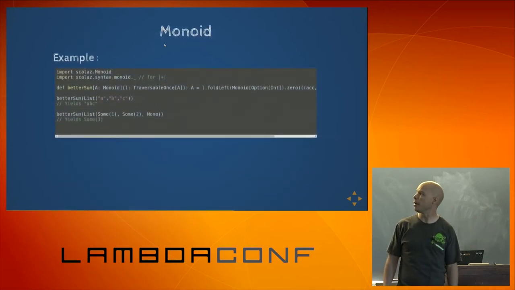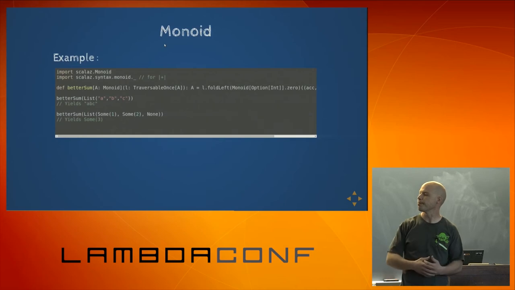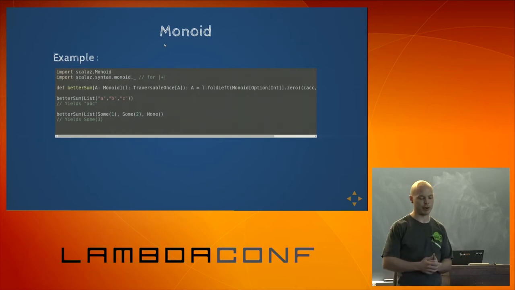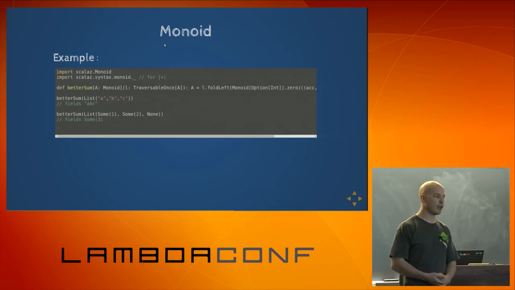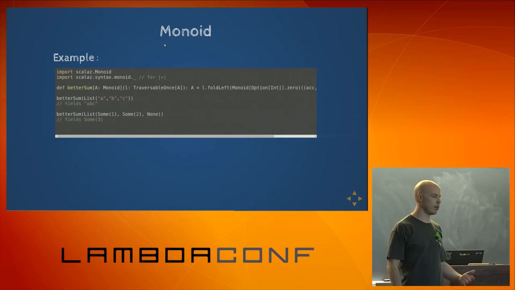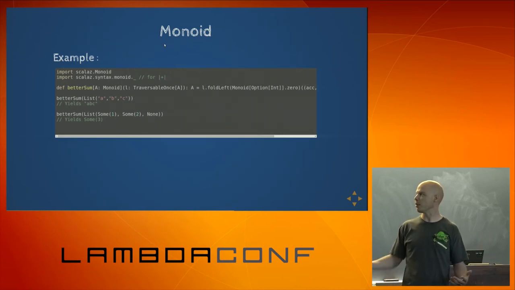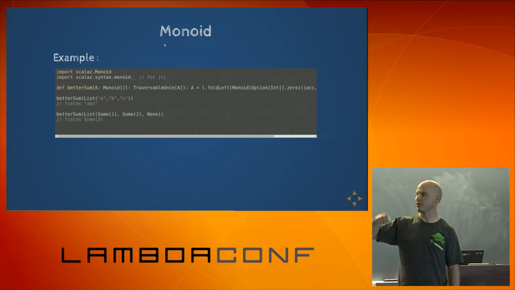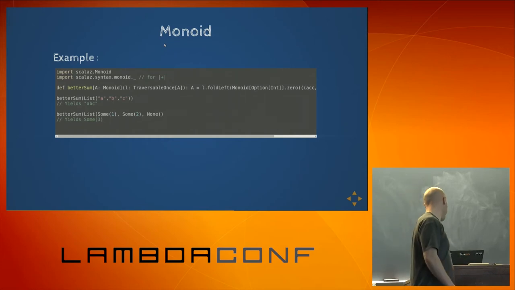So here's an example of something that I wish that I had a lot of times. It's better sum. It's basically for anything that could be added together that has an identity, I want to sum it. If you try to call sum on something in the untraversable ones and it's not numeric, you'll get a compile error. And that's not what I want. I want to be able to add together strings, and I want to be able to add together options of values, and I want to be able to add together all these different types of things.